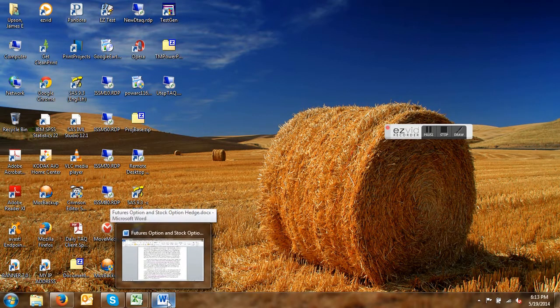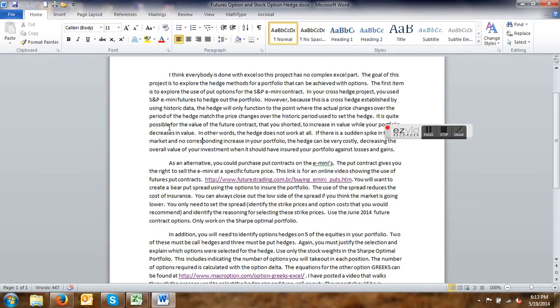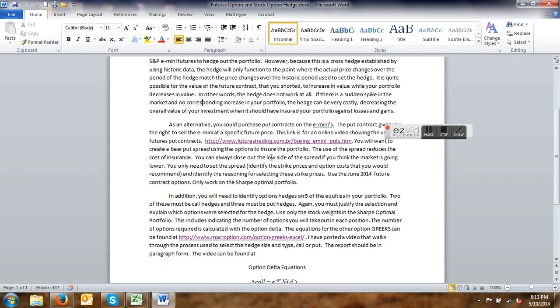So this last project is pretty easy, or, well, I don't know about easy. Nothing in this class is easy, but at least it's fairly straightforward. We're not going to use too much Excel in it. The first thing that we want to do is create a hedge using puts on the E-mini futures contract rather than using the contracts themselves.